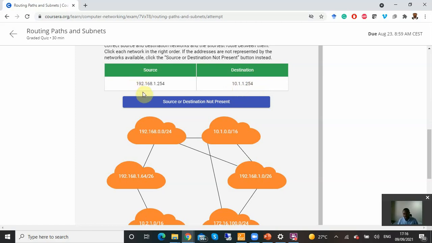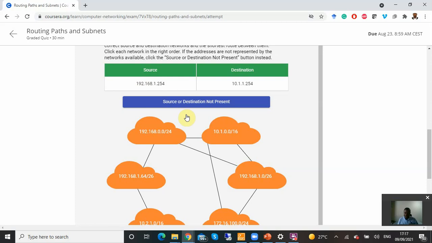For a class B, the first two octets will be the network ID and the last two will be the host ID. Now for class C, for instance, the first three octets will be the network ID, while the last octet will be the host ID.